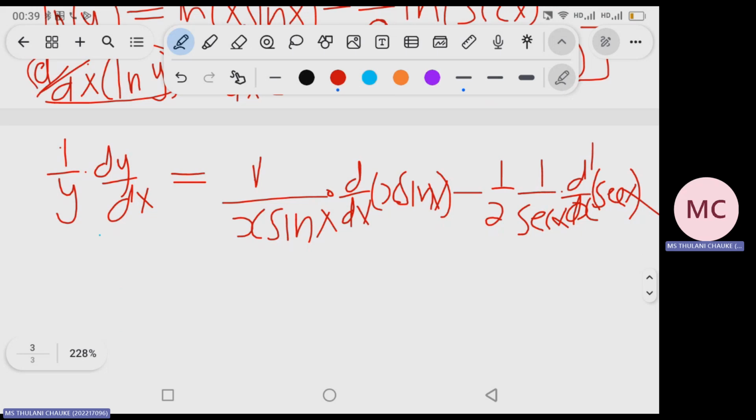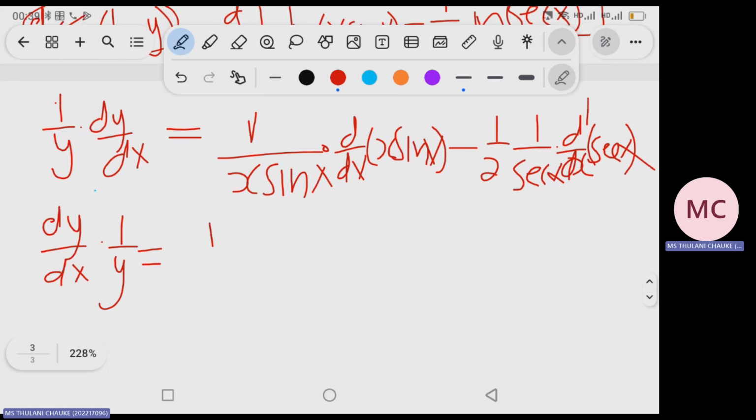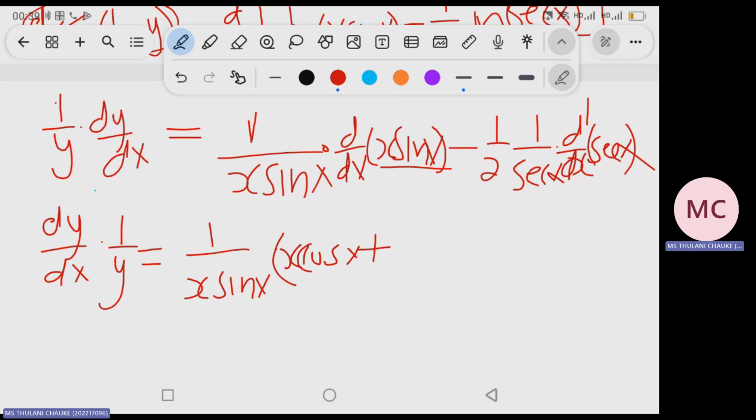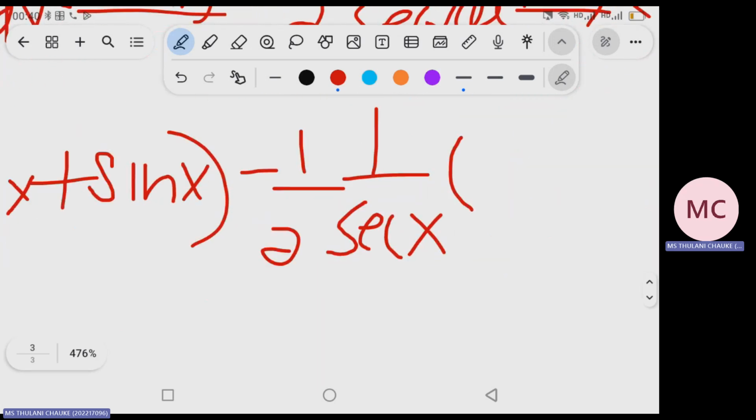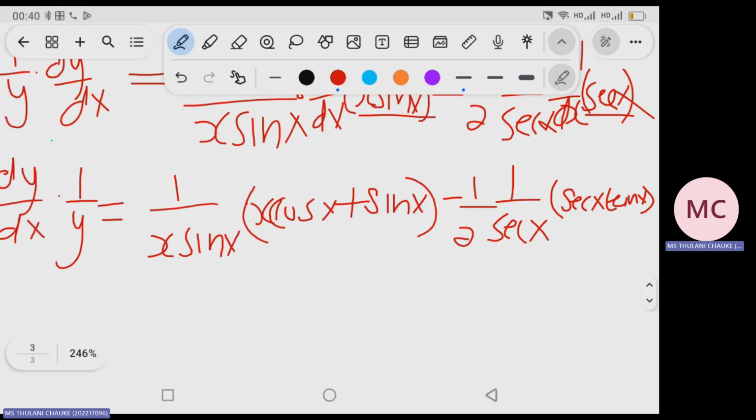Then now we're going to have dy over dx times 1 over y, then 1 over x sin x. The derivative of this one will give us x cos x, we'll apply the product rule, plus sin x times 1, right? So we don't have to write that one. Minus 1 over 2, 1 over sec x. The derivative of sec x is sec x tan x. So that you already know.